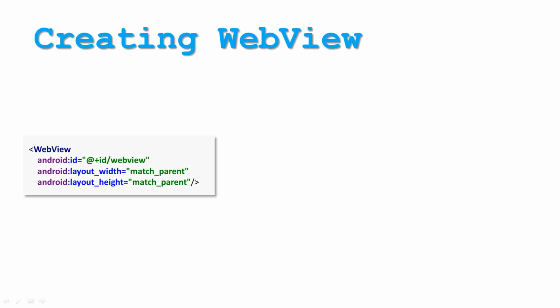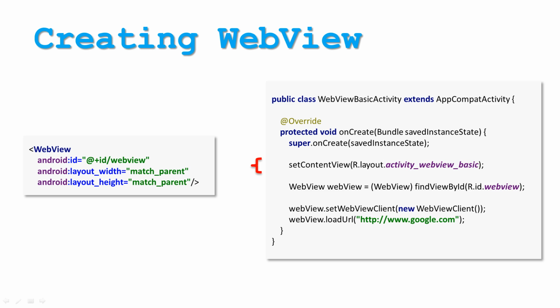Creating a basic WebView is quite simple. First, in your XML layout, add a WebView element. Then, in your activity, apply the layout containing WebView to your content view. You can now retrieve WebView from the layout. As a last step, create a default WebView client and specify the URL to load.